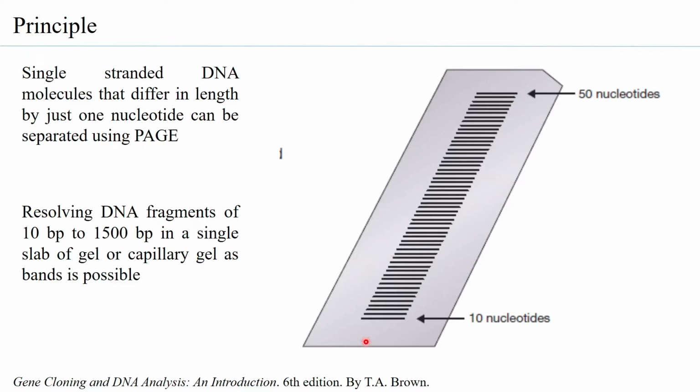So you can see over here, this is a band formed because of 10 nucleotides, and this is a band formed because of 50 nucleotides. And between this and this, you have 49 nucleotides long DNA, 48, 47, 46, 45, 44, 43, 42. That way, each of these bands is differing from one another by only one nucleotide. And that essentially becomes a very important principle on which this technique is based. The polyacrylamide gel that is used is a denaturing gel. It's not the native gel, but it is a denaturing gel.